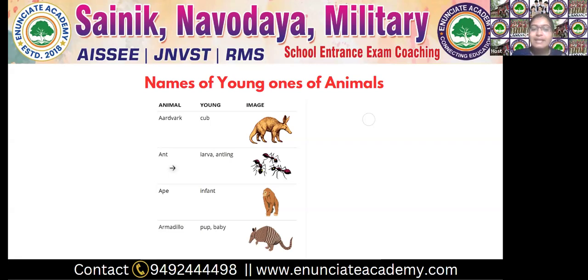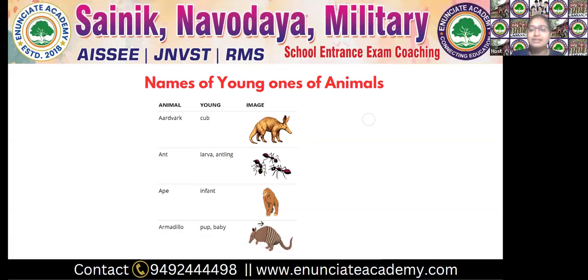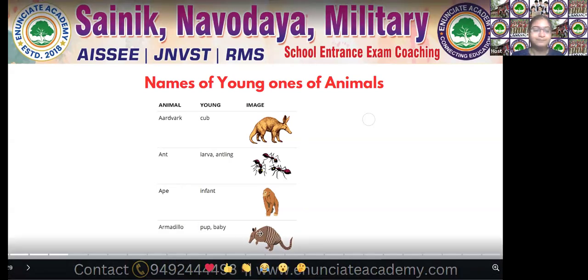Children, the young one of ape is called infant. Infant means baby. And the young one of armadillo is called pup or baby. This is armadillo.